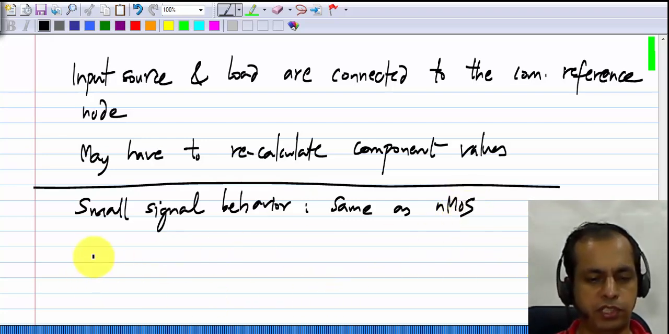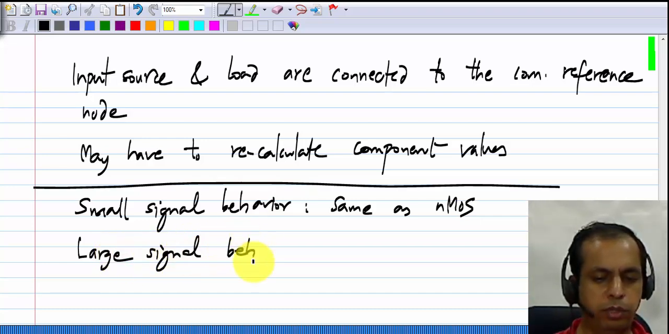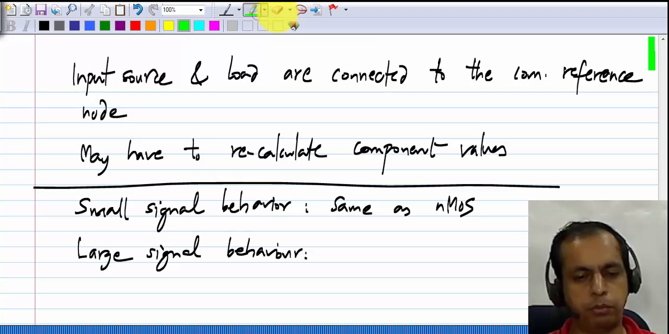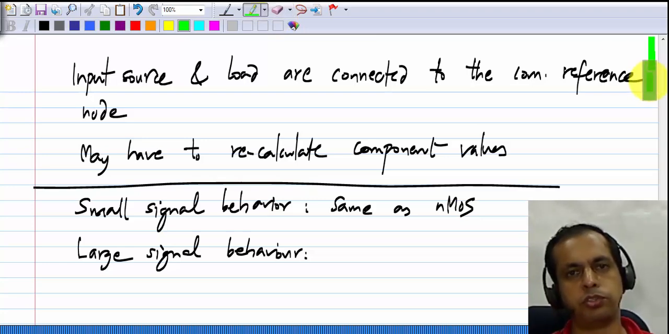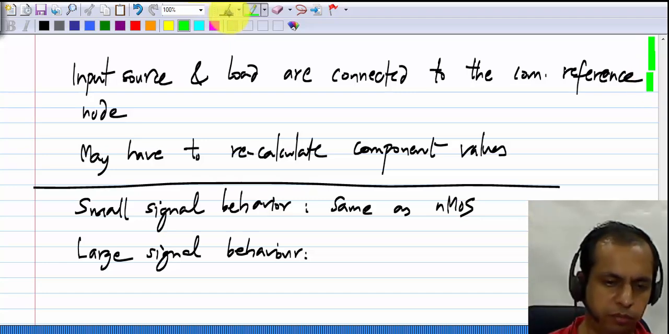What will be different is that large signal behavior will be different. And how is it different? The swing limits will be the opposite. That is, if the upper swing limit was caused by saturation in the NMOS circuit, it will be by cutoff in the PMOS circuit, and so on. Okay.